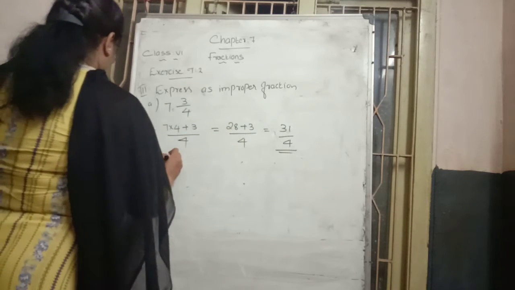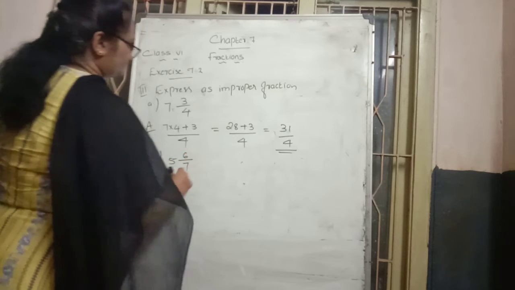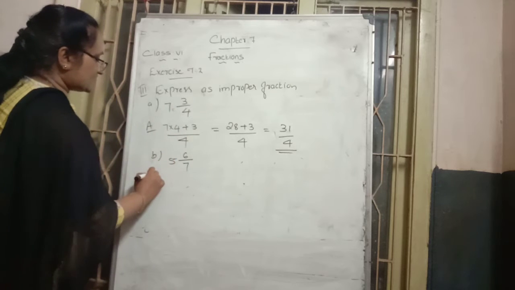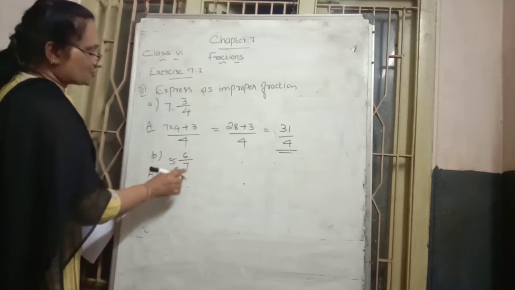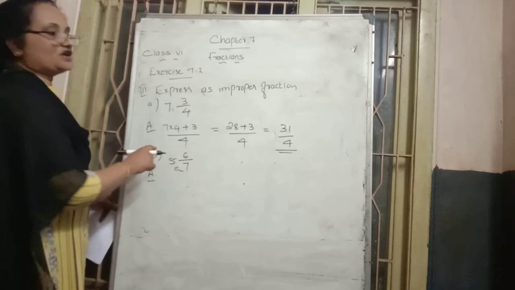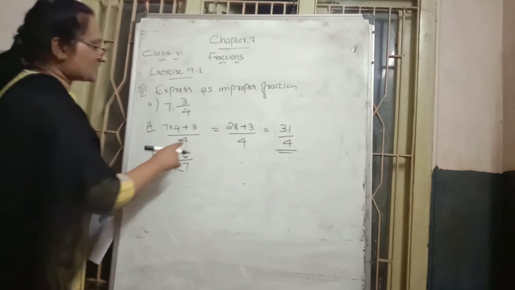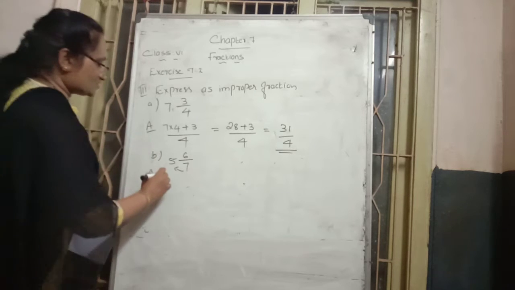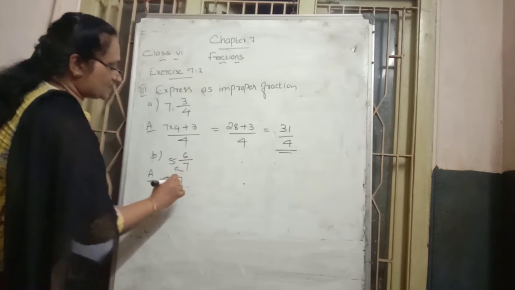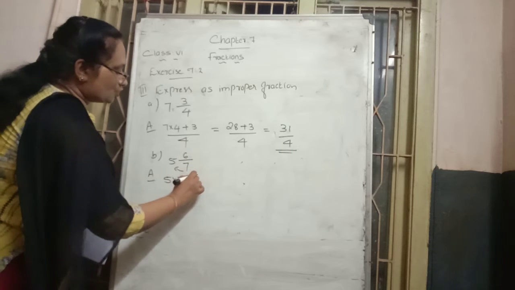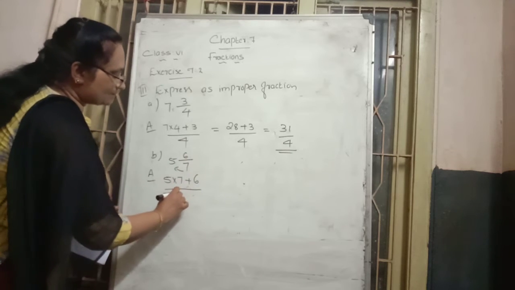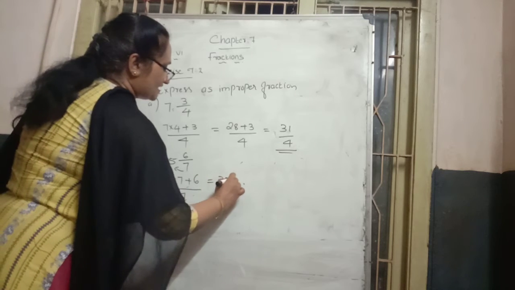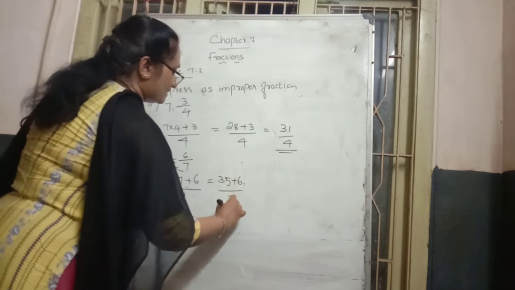One more question: 5 and 6 by 7. How to find this out? Here also, first we cross multiply. 5 is the whole number and 6 by 7 is a proper fraction. The denominator is cross multiplied with the whole number. So 5 is multiplied with the denominator 7 and added with the numerator 6, the whole divided by the same denominator. 5 sevens are how much? 35, plus 6, whole divided by 7.